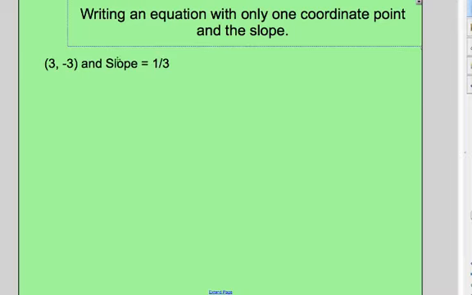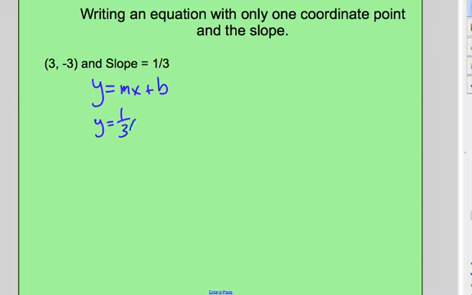Well, if we think back to y equals mx plus b, this is our slope-intercept form of the equation. I'm giving you the slope already. That's 1/3. So then that's y equals 1/3 x plus b. But I don't have b. I don't know what b is. So in order to solve that, I'm going to need to use the other information that I have up here, which is this coordinate point.